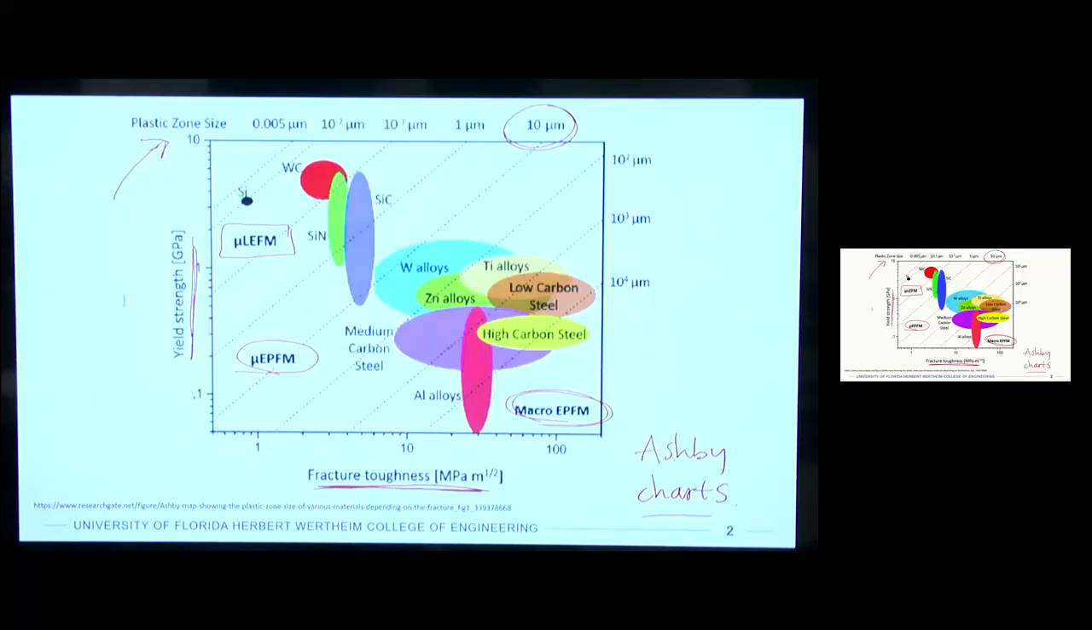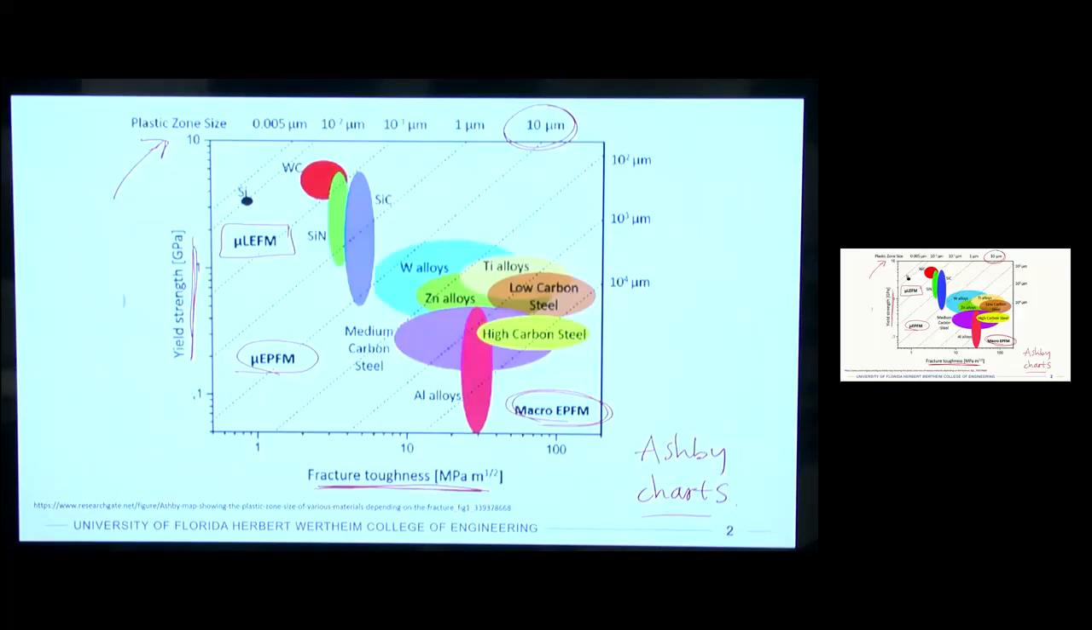As I'm looking at it now, let me just look at this for 1 second. The plastic zone gets bigger as the materials go up in fracture toughness versus the yield strength. So higher yield strength materials, okay, this is making sense, yes.